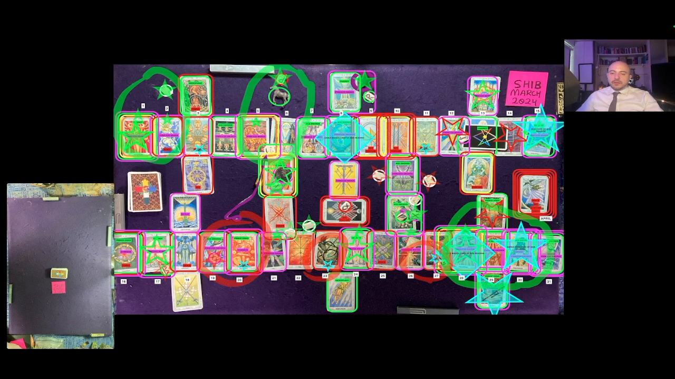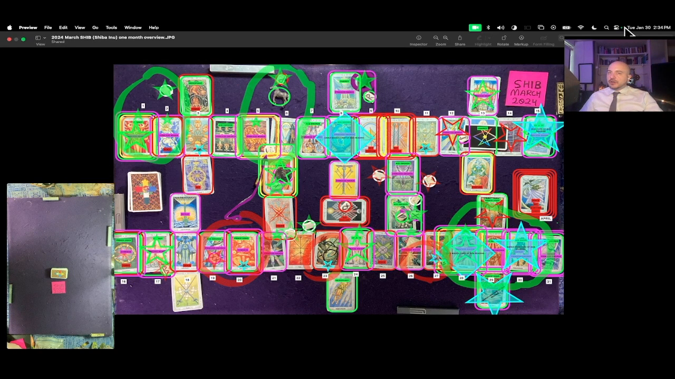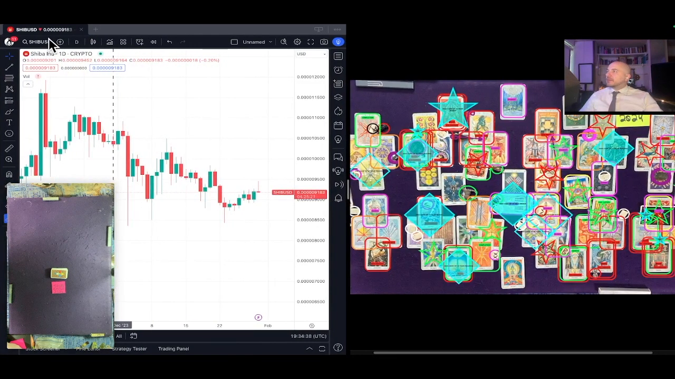This is the SHIB coin 1 month overview reading for the month of March 2024. It's currently January 30th, 2024, 2:34 p.m. Eastern Time. SHIB coin at the time of this reading is 0.00009183. That's 5 zeros after the decimal point, followed by a 9183, and that's USD.